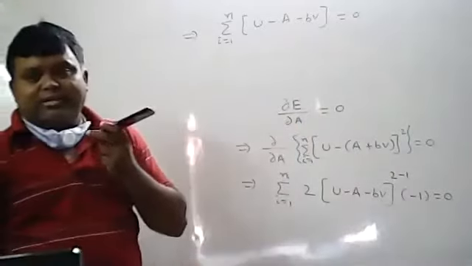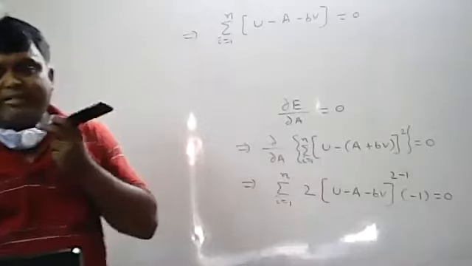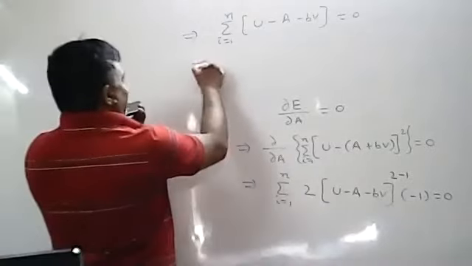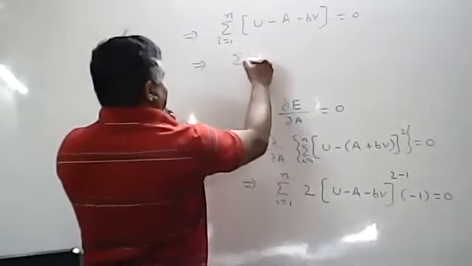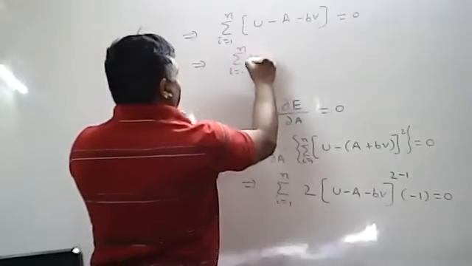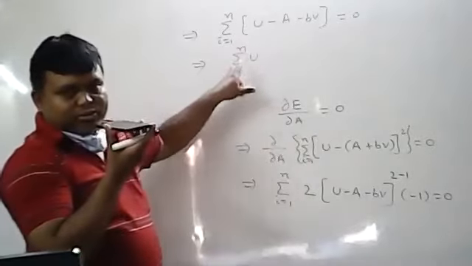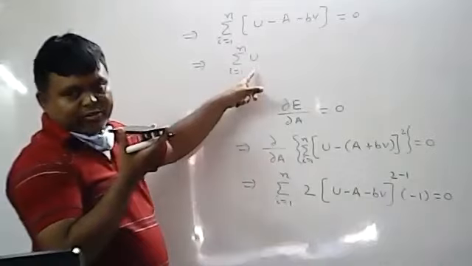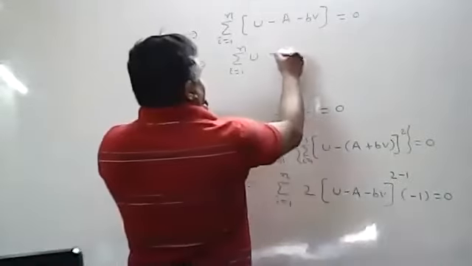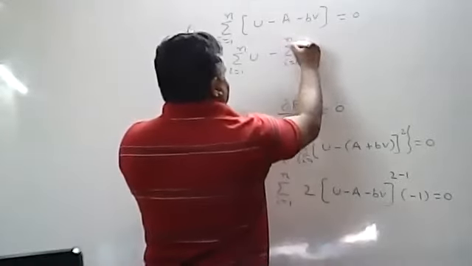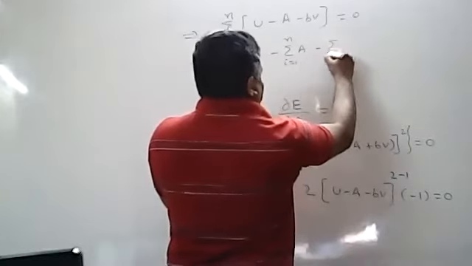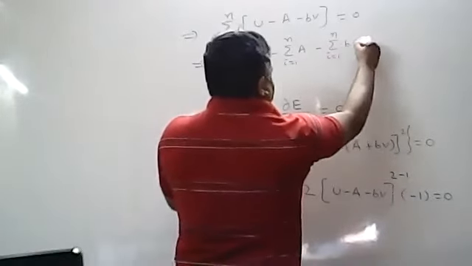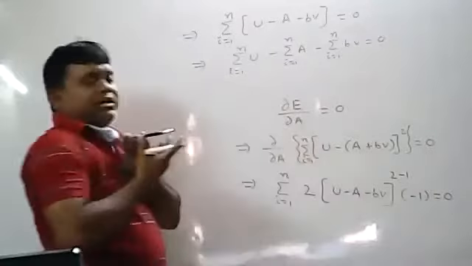Because 2 into minus 1 is minus 2, you have sent that to that side. 0 by anything is 0. So this is the value. What is this value? This value is nothing but summation i equal to 1 to n u. Simply you can write ui also. No problem. Okay. So this is nothing but minus summation i equal to 1 to n capital A minus summation i equal to 1 to n bv is equivalent to 0.